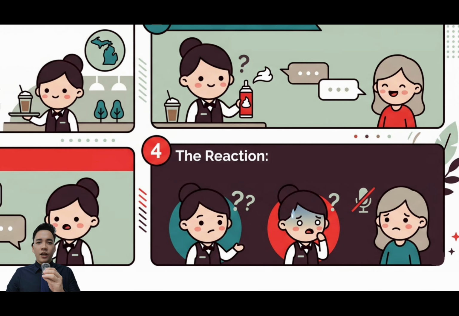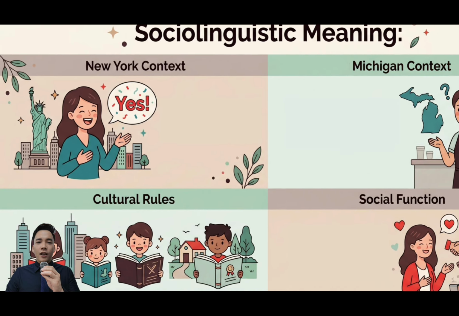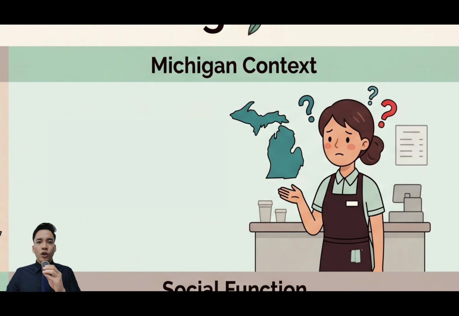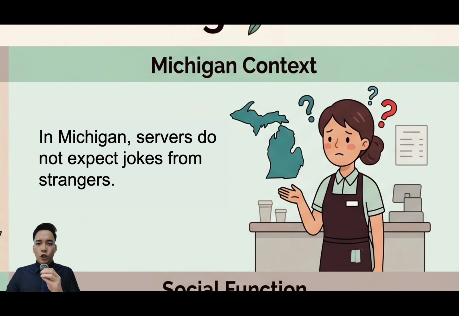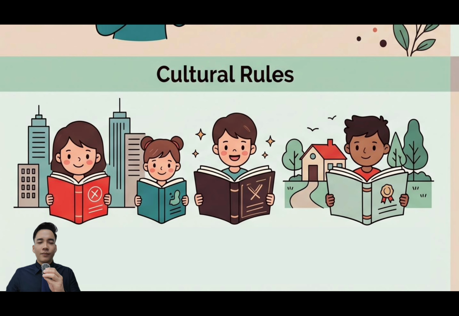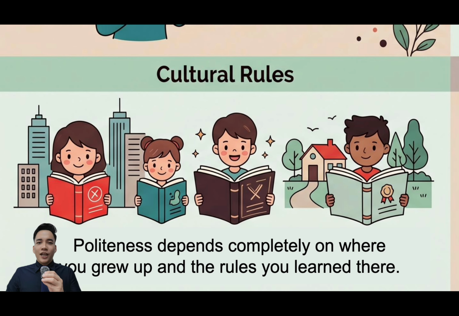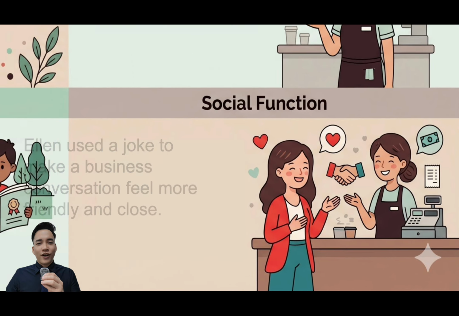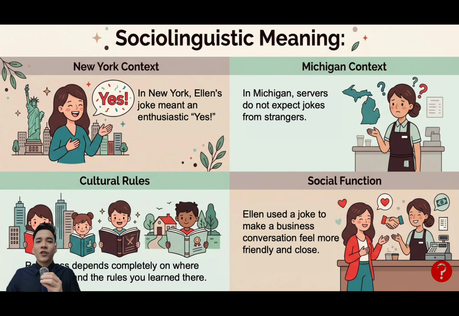The sociolinguistic meaning here is very important. In New York, Alan's joke was a friendly way to show enthusiasm, but in Michigan, servers do not usually expect jokes from strangers in this kind of business conversation. So, politeness depends completely on where you grew up and the rules you learned there. Alan used a joke to make the business conversation feel more friendly and close. However, because the server followed a different set of social rules, the joke did not work. So the problem was not grammar. The problem was politeness, context, and sociolinguistic meaning.